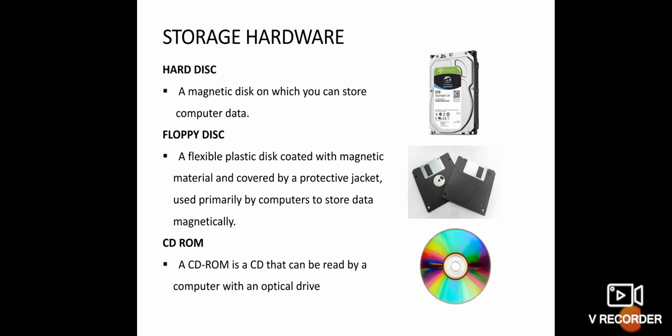Next, we are going to see a floppy disk. It is a flexible plastic disk coated with a magnetic material, covered by a protective jacket, and used primarily by computers to store data magnetically. Then you have a CD-ROM. CD-ROM means compact disk read only memory. It is normally called a CD, and can be read by a computer with an optical drive. You must have an optical drive in your computer in order to read a CD.